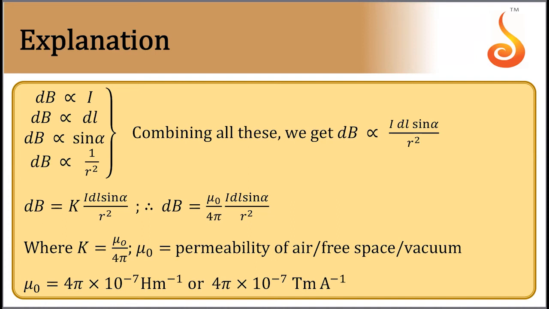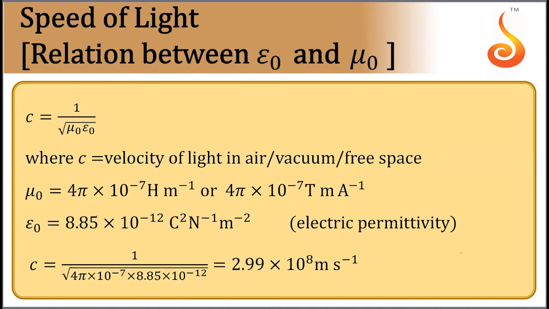Hope you have taken this. Shall we move on to the next. The speed of light has a relation between epsilon naught and mu naught. It can be shown that c is equal to 1 by root of mu naught epsilon naught. So note this calculation.